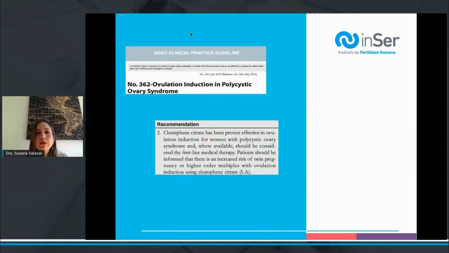This is the recommendation of the Society of Obstetricians and Gynaecologists of Canada, published in 2018. The recommendation is that clomiphene citrate has been proven effective in ovulation induction for women with PCOS, and where available should be considered the first-line medical therapy. Patients should be informed that there is an increased risk of twin pregnancy or higher order multiples with ovulation induction using clomiphene.